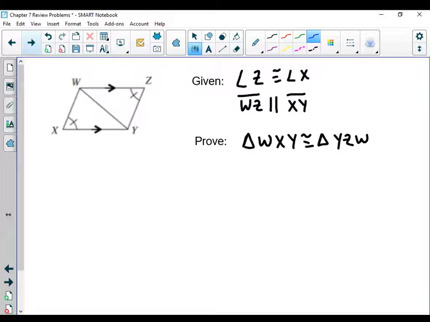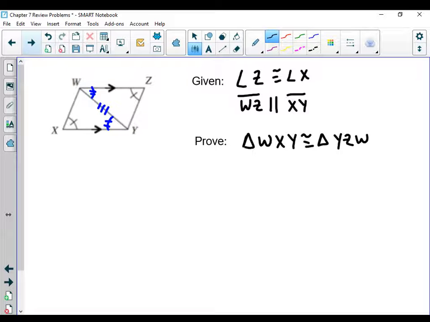Well, in our picture, some things that we can definitely mark. I'm guessing a lot of you started with a shared side, that reflexive side of WY. So that would be a good thing to mark. Anytime you see parallel lines, I start looking for angles that are the same. Well, one set of angles that would be the same would be this angle down here with this angle here, because they're alternate interior. Now I check and see, okay, do I have enough to say they're congruent? And it looks like I do because we have angle, angle, side in this picture. So now I'm ready to start my flow chart.